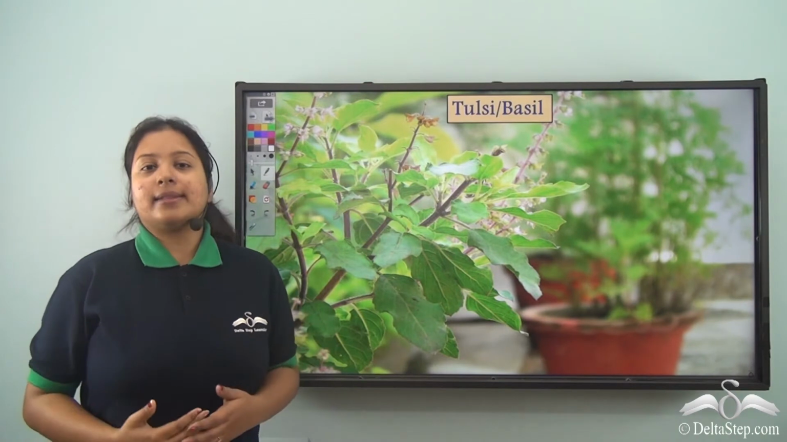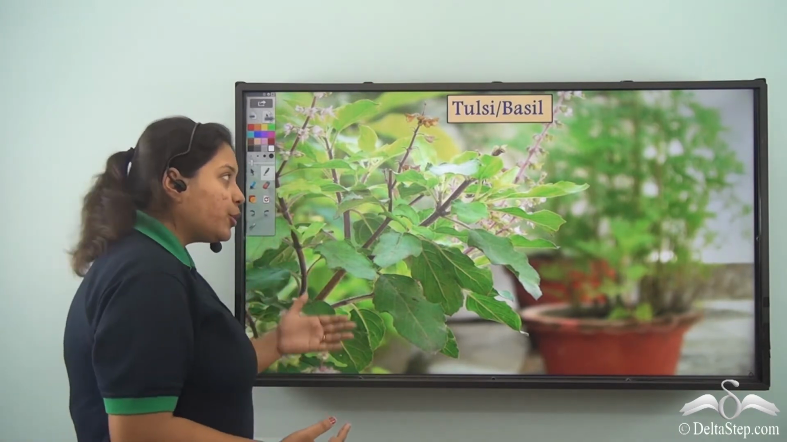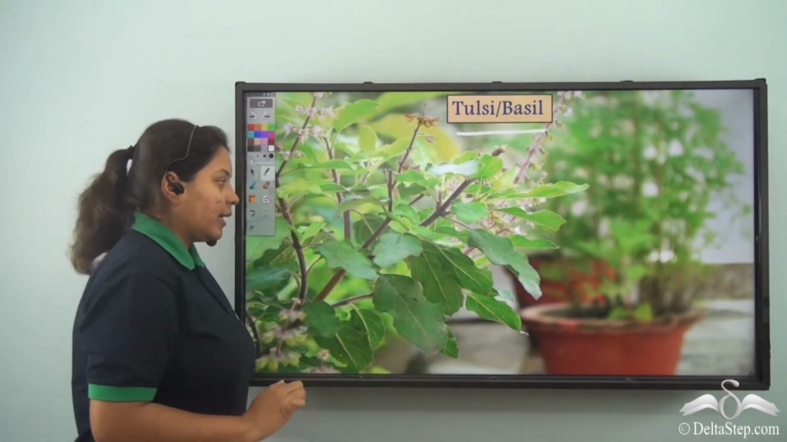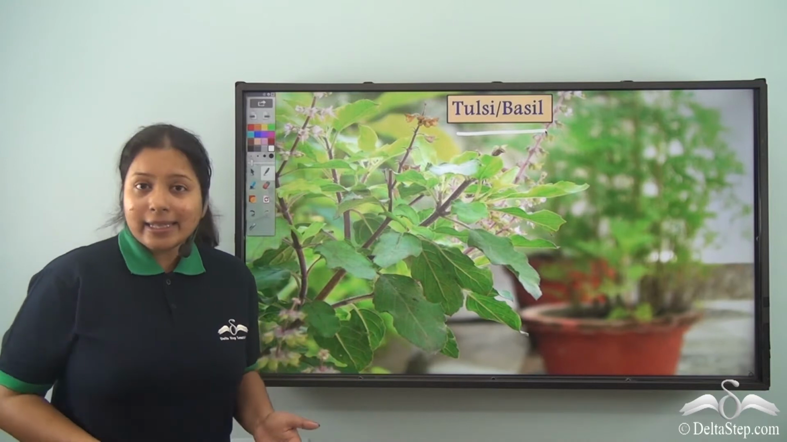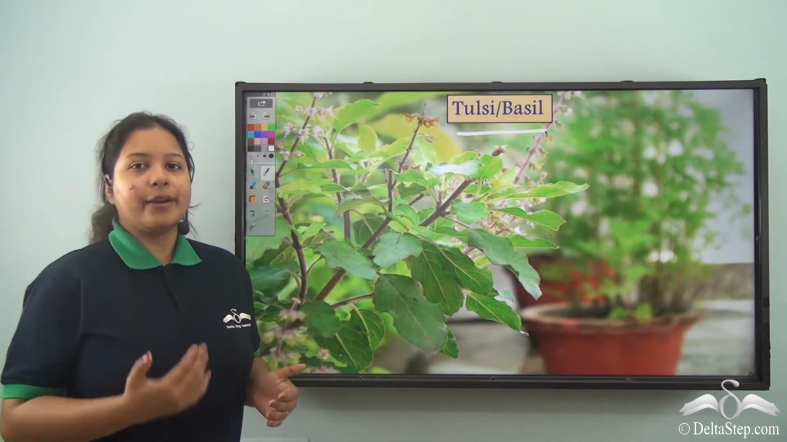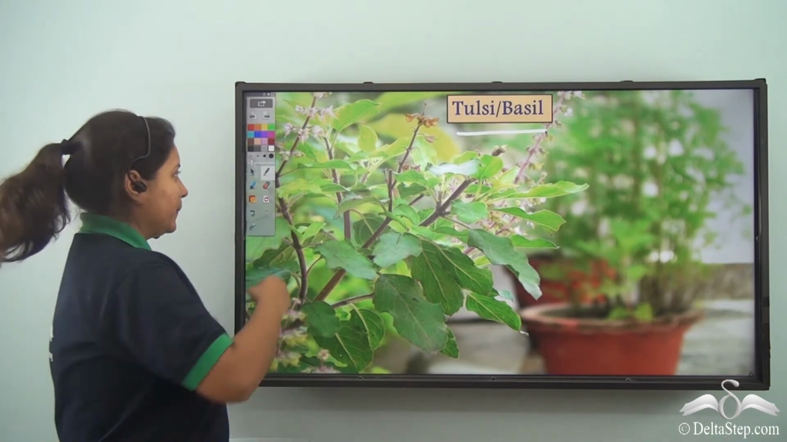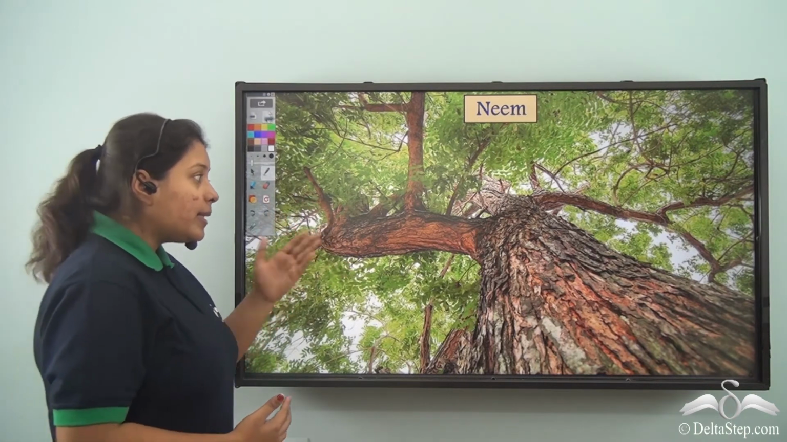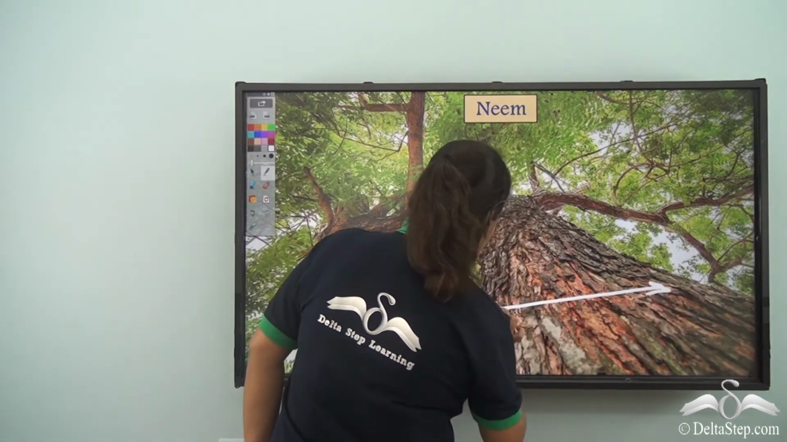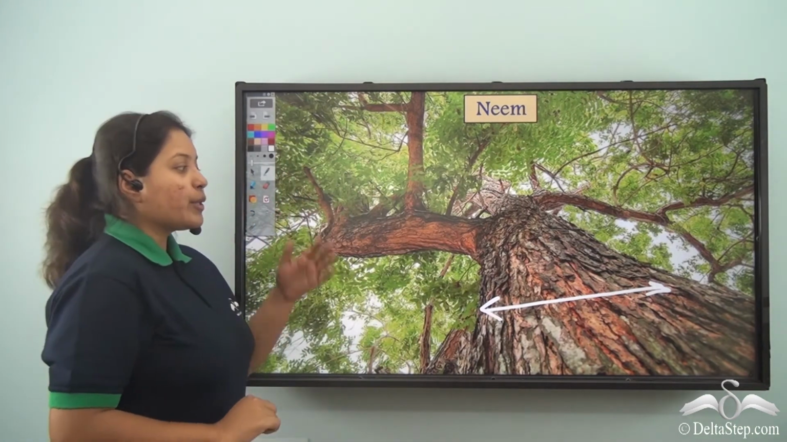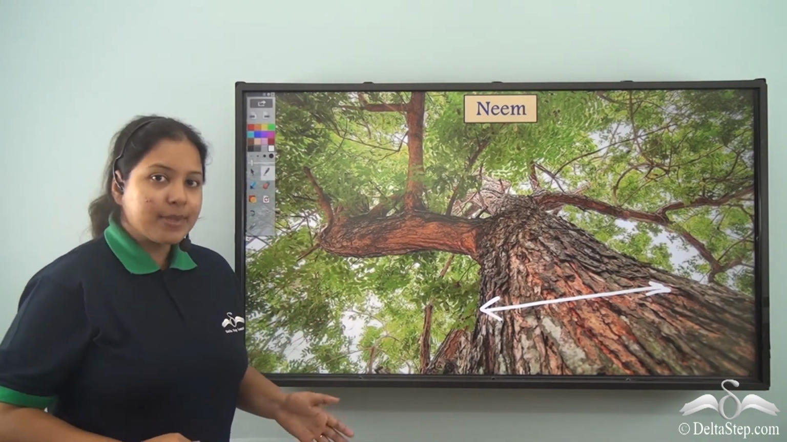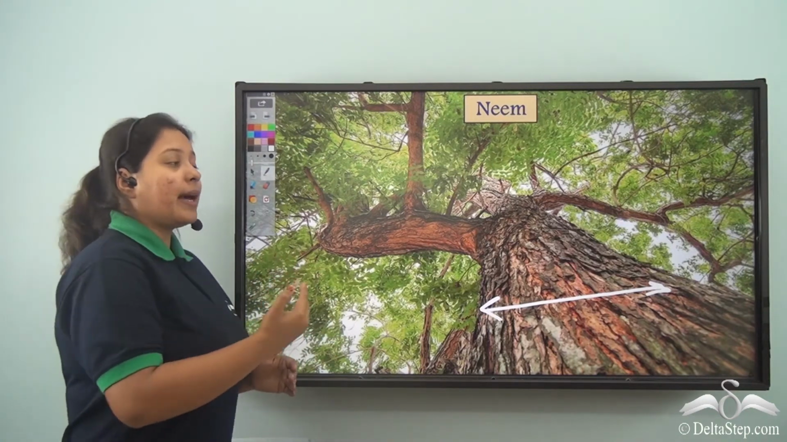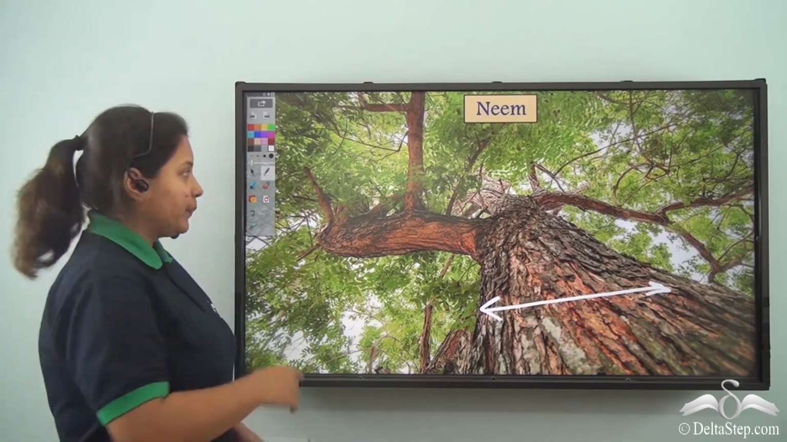Now, let's look at the stem which is green in color. Usually, you will find it in plants like tulsi or basil. Over here, the stem is green in color and it helps in preparing food along with the leaves. Now, if you look at a neem tree, you will see that the stem is very fat and it is brown in color. So, these kind of brown colored stems are very strong. They give a lot of support, and when the plants are cut, they give us wood.